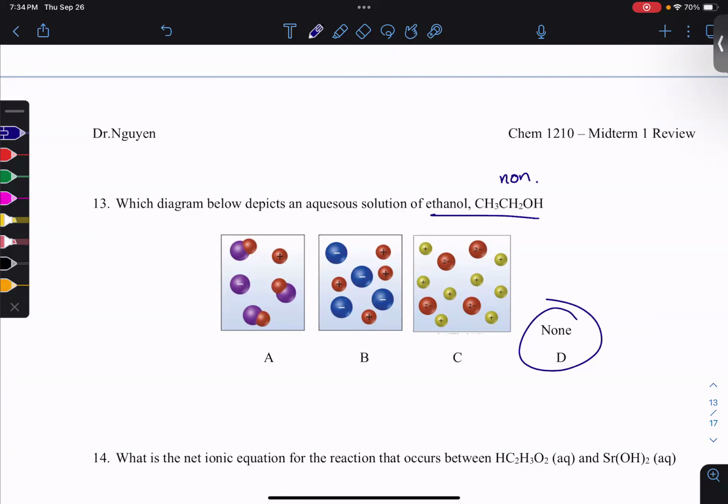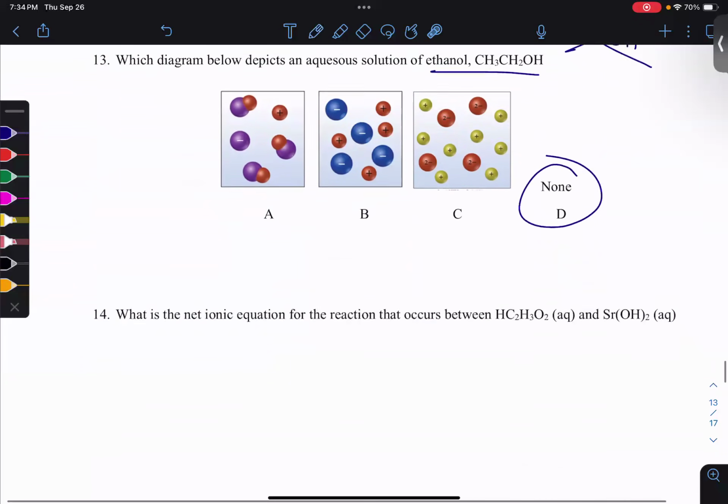Do not make the mistake and think that, oh, this is analogous to sodium hydroxide. It is not the same as sodium hydroxide. Sodium hydroxide is ionic because it's a metal cation and an anion. Ethanol has no ions at all. All right.